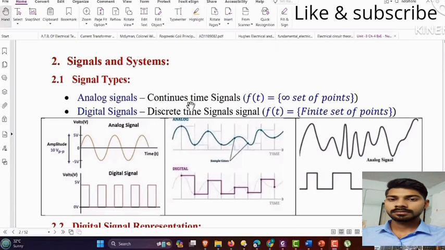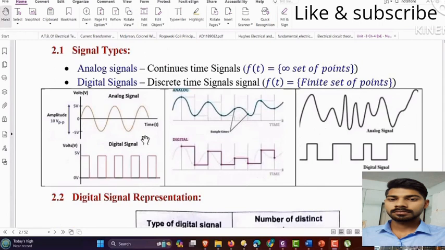The analog signals, also called continuous time signals, are functions of t. Like if it is a voltage, it is a function of t and it will be represented by an infinite set of points. Means they plot a continuous trace of line. They can be repetitive or non-repetitive. The digital signals are also called discrete time signals and they are represented by only a finite set of points. Means they are defined at particular times only.